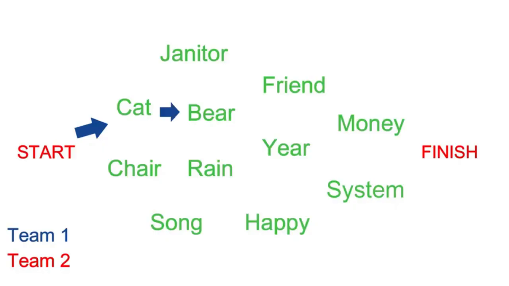Cat, bear. Cat, rain, friend. Students love this game. The first team to reach the end wins. It takes zero effort, but can help students learn vocabulary and practice reading. Or just waste some time.